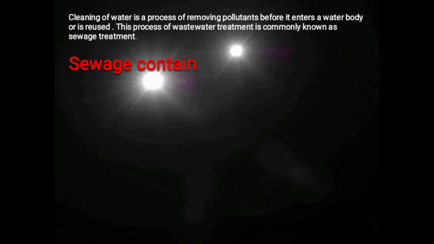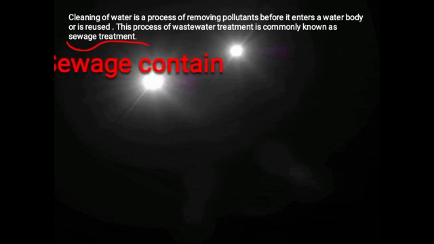Let us see what is inside the sewage. Cleaning of water is a process of removing pollutants before it enters a water body or is reused. This process of wastewater treatment is commonly known as sewage treatment. So what is sewage? Sewage means dirty water. What is sewage treatment? Treatment means cleaning the wastewater. Simply cleaning the wastewater.